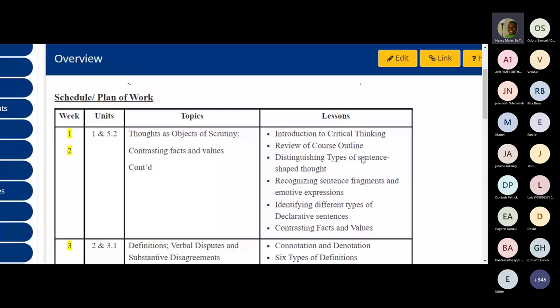They are also called statements, propositions, etc. These will come in your exam, where you do the multiple choice and the short answer question time, to give you your 30 marks. Okay, they will come. So remember.